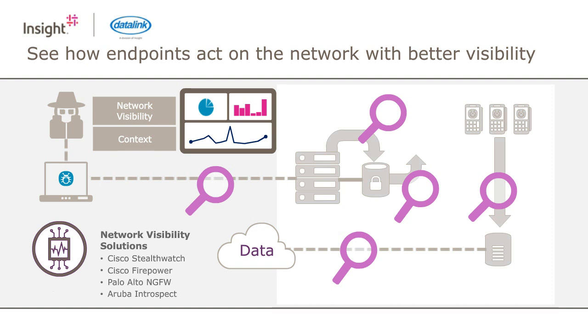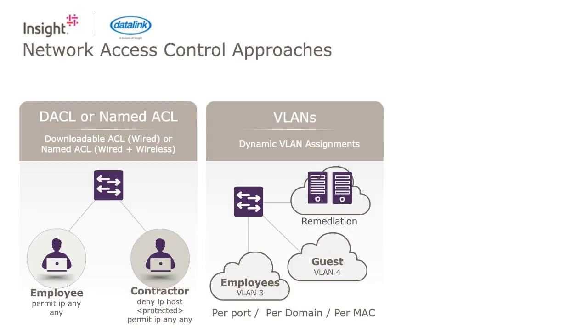So let's talk about our access control approaches. We have some traditional methods of how we've done access control in the past and how many enterprises have done access control in the past. And this is through access control lists or VLAN assignments. Now, these policies have worked great in our environments in the past, but they are not fully scalable or full-fledged solutions that will work in our next generation model.